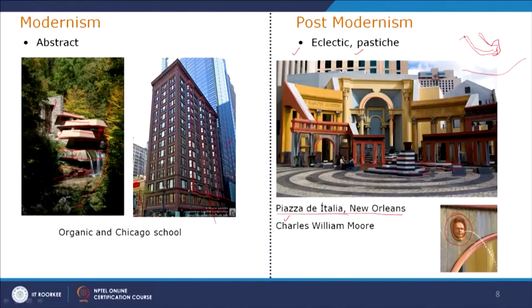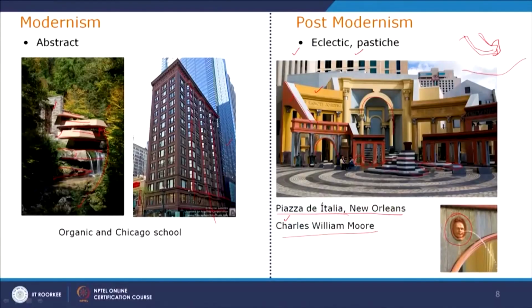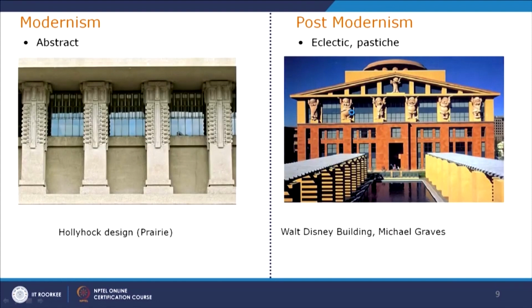So here he has made the face, and this face is actually Charles William Moore's own face. It is designed like his own face, and the water is coming from his own mouth. This is also a mimicry, creating a funny element in the design, and this kind of thing is there in the postmodern movement so that people get attracted in a different way. A lot of different colors are also used, which is not there in the modernist color palette.